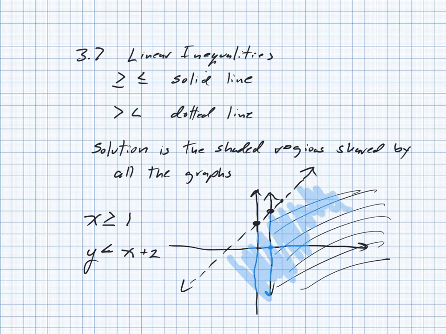And so the final solution ends up being, I'll just go ahead and make the final solution in red, everything that's less than the line I just drew, and also greater than the x equals 1 line. So this is the region that they both share. Any point within that region is a solution to them both, is the solution to the system.